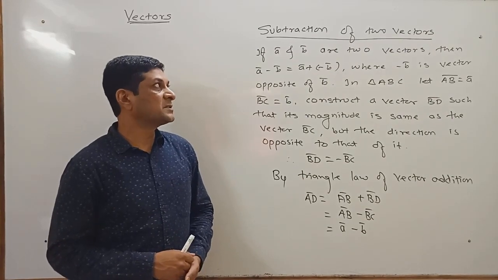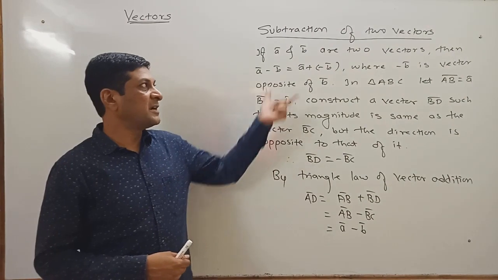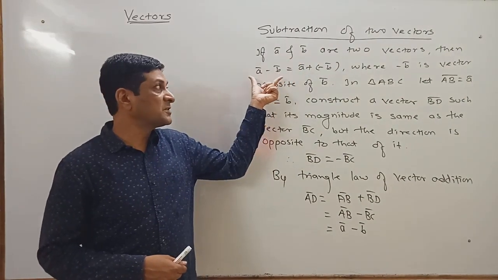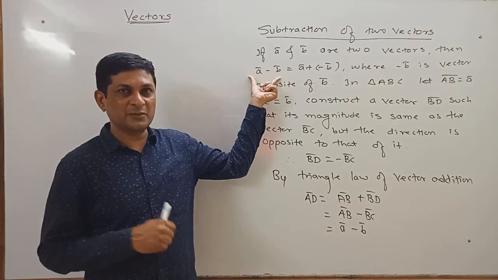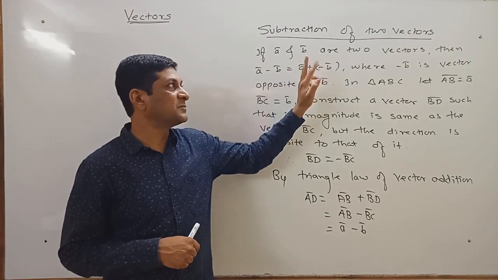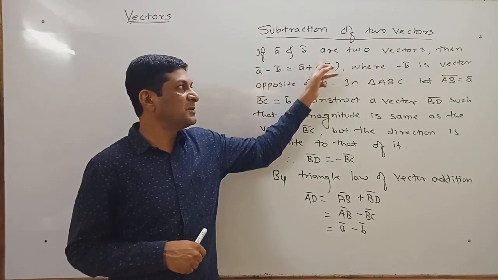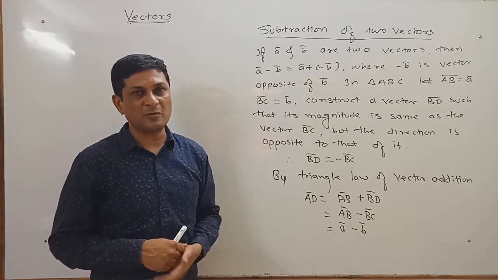Now let us see the method to find the subtraction of two vectors. So if A bar and B bar are two vectors, then the subtraction is denoted by A bar minus B bar, which can also be written as A bar plus minus B bar, because plus into minus will again be minus, where this minus B bar is nothing but a vector opposite of B bar.